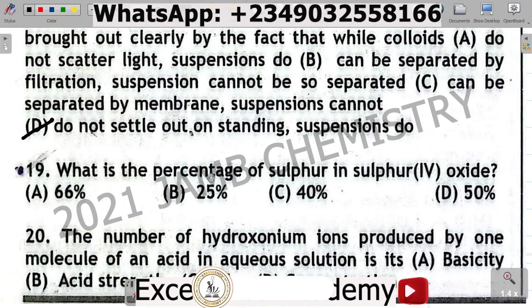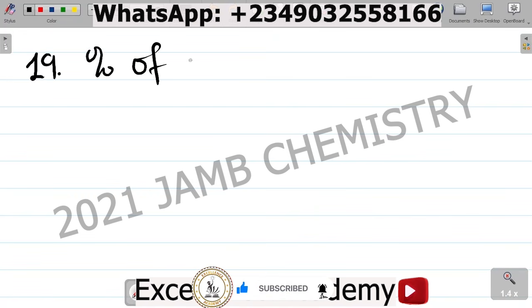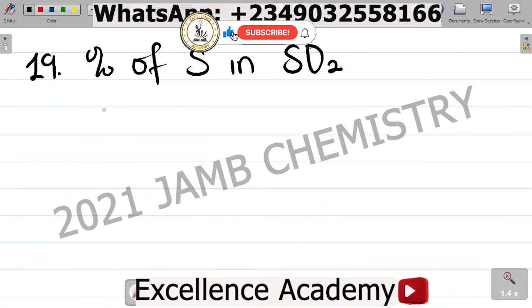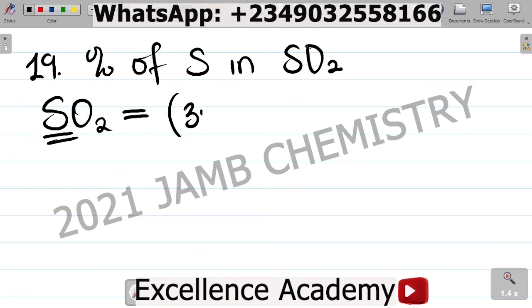Question number 19. What is the percentage of sulfur in sulfur oxide? How do we solve that? We want to find the percentage of sulfur in SO2. The first thing to do is to get the molar mass of sulfur oxide. For sulfur, the atomic mass is 32. This plus, for oxygen, the atomic mass is 16, so it becomes 16 times the number of atoms.